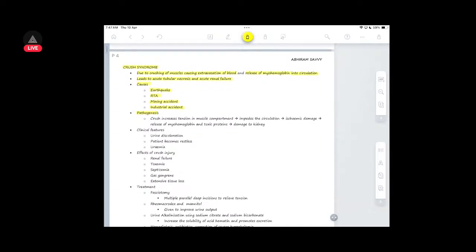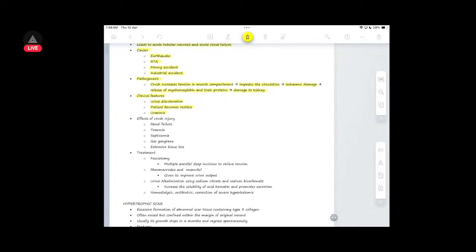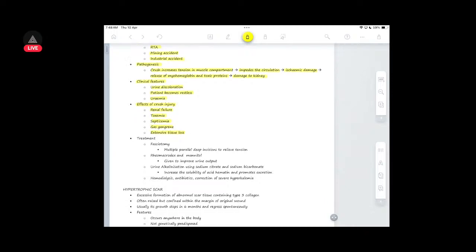So pathogenesis: crush increases tension in muscle compartments, which impedes the circulation, leading to ischemic damage, leading to release of myoglobin and toxic proteins, leading to damage to the kidneys. Then you have clinical features, which are urine discoloration, the patient becomes restless, and uremia is seen. Then you have effects of crush injury: renal failure, toxemia, septicemia, gas gangrene, extensive tissue loss.